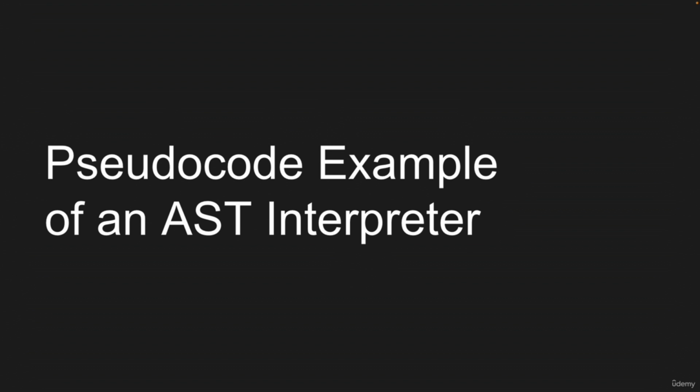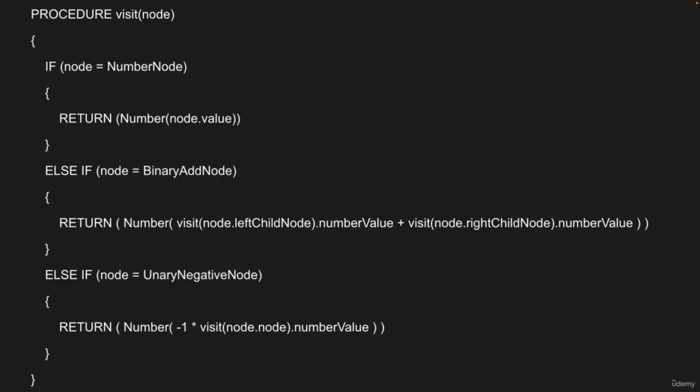Here's a pseudocode example of an abstract syntax tree interpreter. This is not the whole thing, just an example. If the node is a binary add, we return the number from visiting the left child node, plus the number from visiting the right child node. Same thing with a unary negative node: we know it's a negative number, so it's -1 times the value. And if the node is a number node, we just return that number node's value.